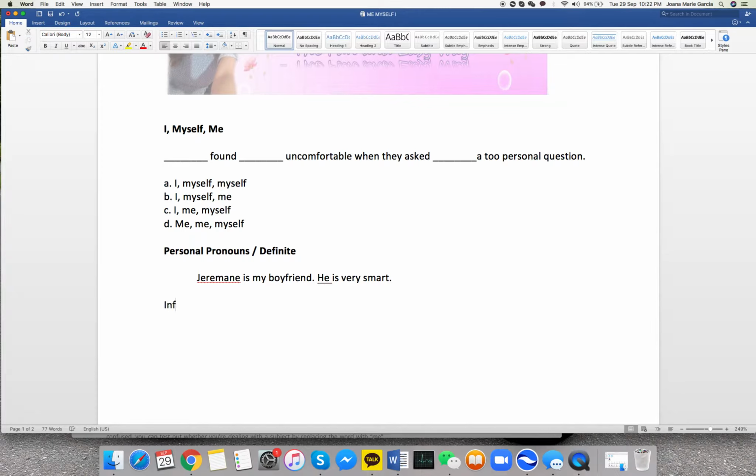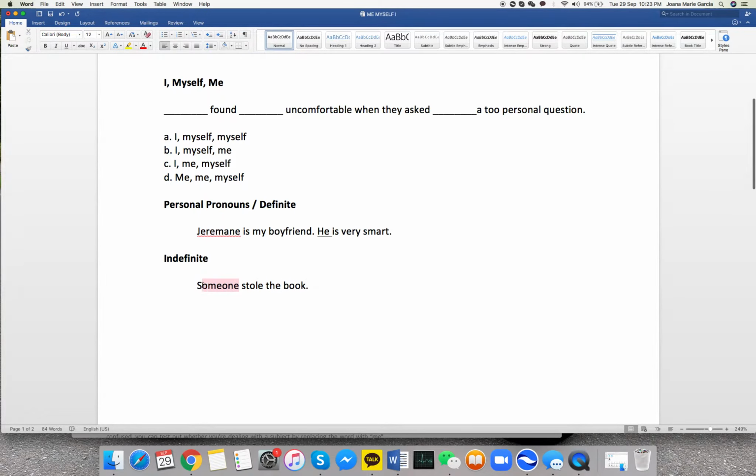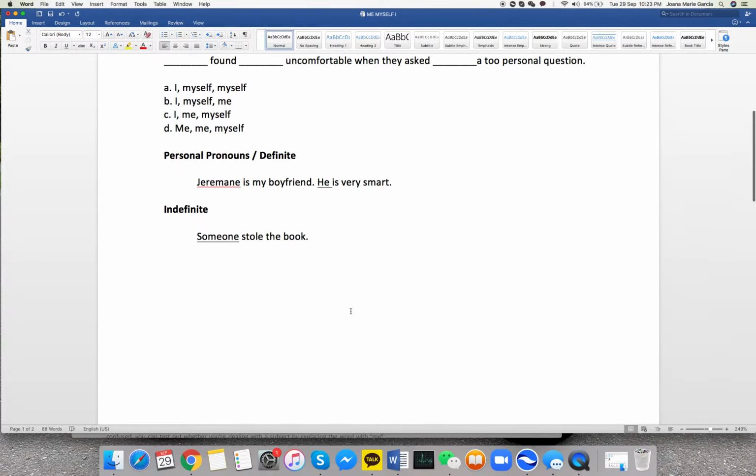Now, for the indefinite pronouns, of course, that is the opposite. The antecedents are unknown. For example, we use words like someone: someone stole the book. In this case, we don't know who that someone is. We don't know the antecedent of the sentence. So that is an indefinite pronoun.